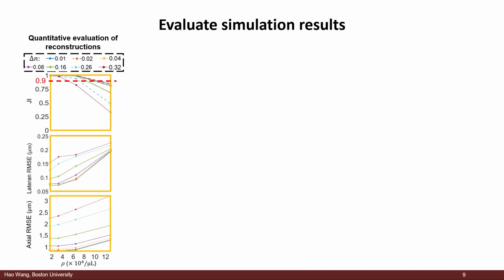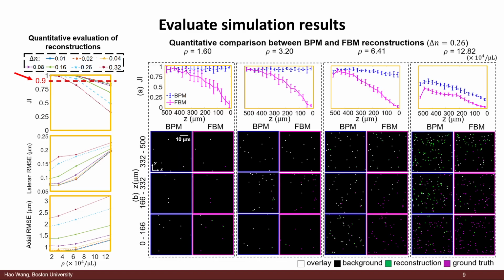We also quantitatively evaluate the accuracy of our proposed algorithm by using the Tanimoto index. As shown in this figure, we can image 3D particles with a Tanimoto index as high as 0.9 for the particles with high density and refractive index contrast. The comparison between the BPM and the first-Born-based method is shown on the right, where we can clearly see our proposed method can image particles at a deeper depth, where the first-Born-based method failed.